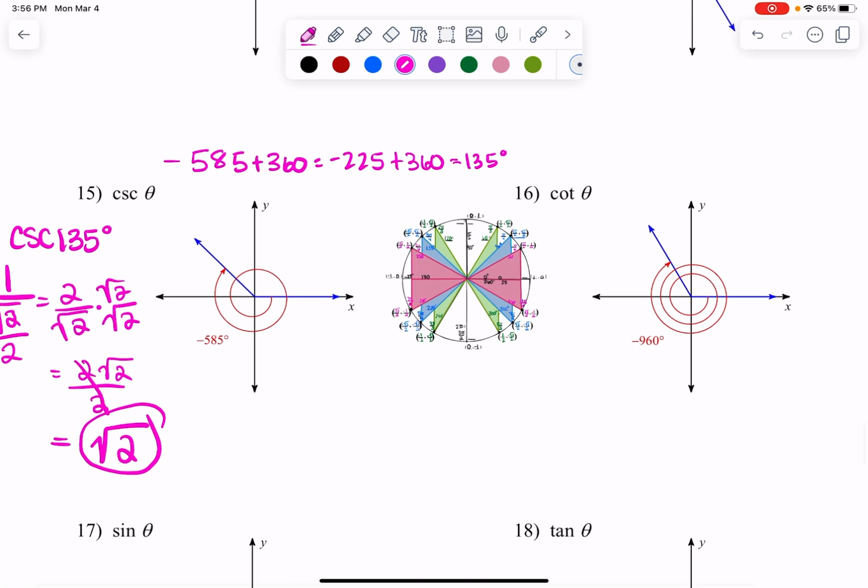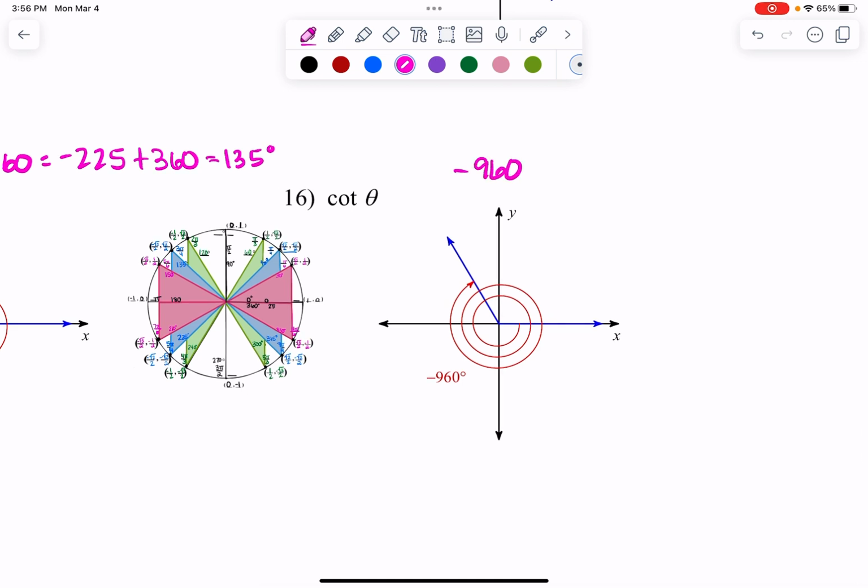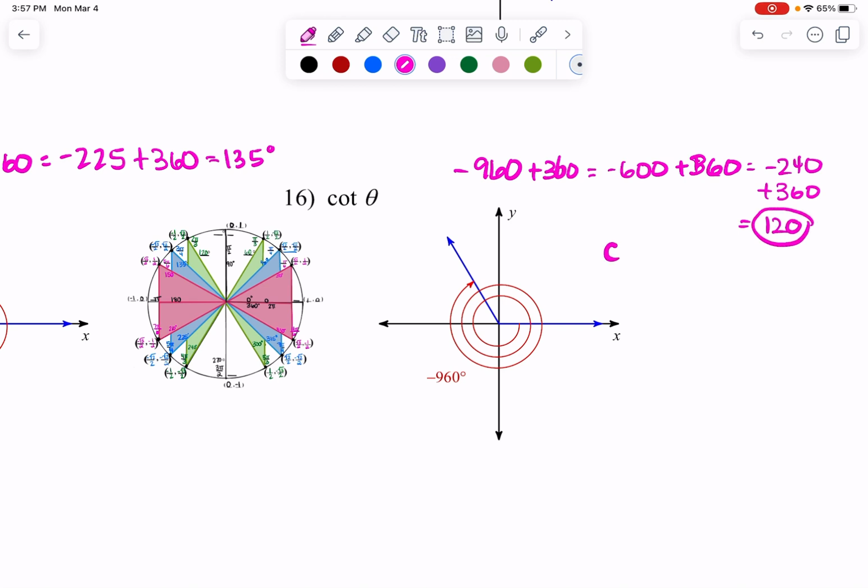For the next one, we have negative 960. So if we take negative 960 and we add 360 to it, we get negative 600. So again, I'm going to add positive 360 to it again. And that gives us negative 240. So I'm going to do it again. And that is going to equal 120. So I'm actually finding cotangent of 120 degrees.